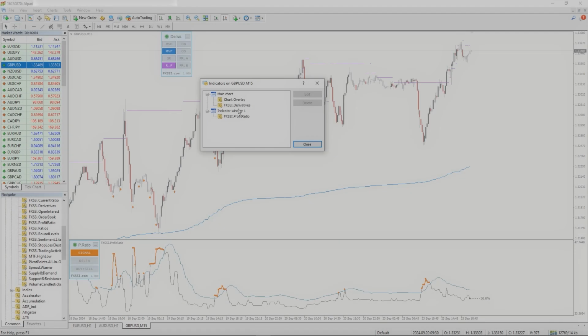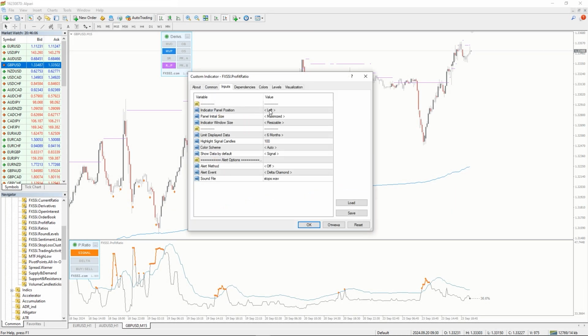Now that we understand how to trade with the profit ratio indicator, let's explore its settings. First, you can customize the indicator panel's appearance and position to suit your preferences. Next, the limit display data parameter controls how much historical data the indicator will show. The initial depth depends on your subscription plan. The number of diamonds setting determines how many signals are displayed on the price chart.